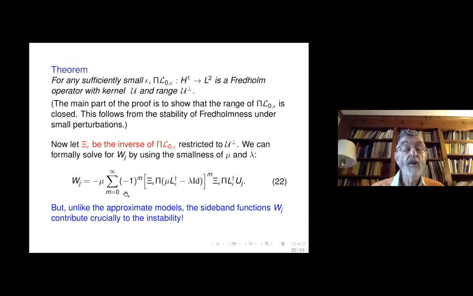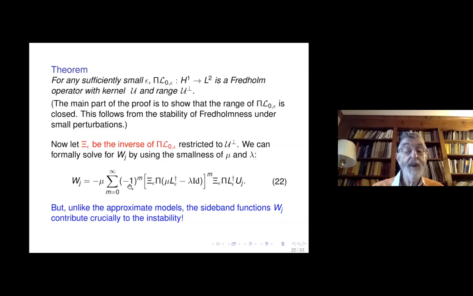So this operator has kernel which is the script U, the 4-dimensional piece, and the range is the infinite dimensional piece. And so we can take the inverse of it restricted to the infinite dimensional piece. I go from here back to here. That inverse I'm giving a new name, call it Xi. So when you do that and you use the fact that the other terms, the mu and the lambda, are small, we have a Neumann series. So we can write the W.